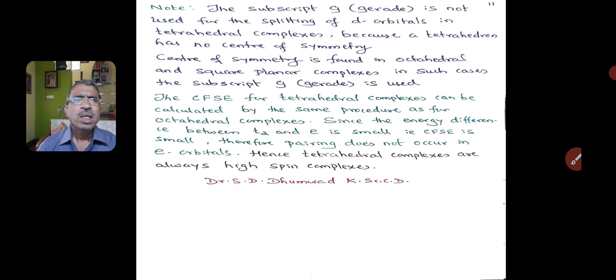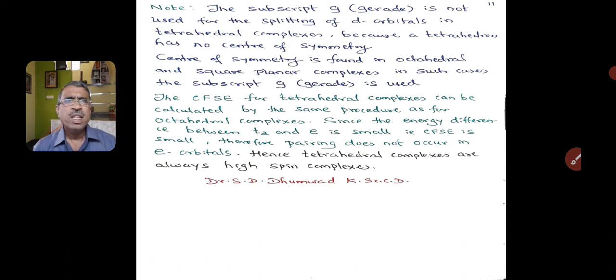So, the subscript g, that is a g-rate, is not used for the splitting of d orbitals in tetrahedral complexes because a tetrahedron has no center of symmetry. Center of symmetry is found in octahedral and square planar complexes. In such cases, the subscript g is used.